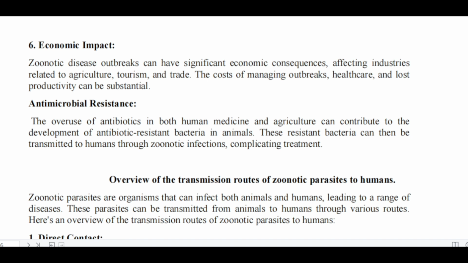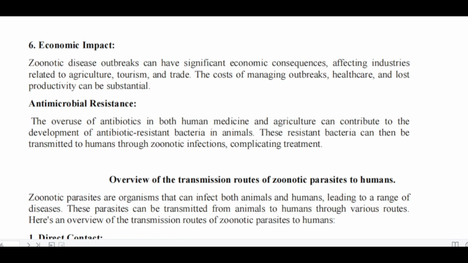These resistant bacteria can then be transmitted to humans through zoonotic infections, and that can complicate issues because when you have resistance, then you are also dealing with another problem.